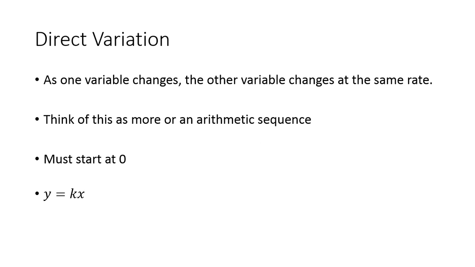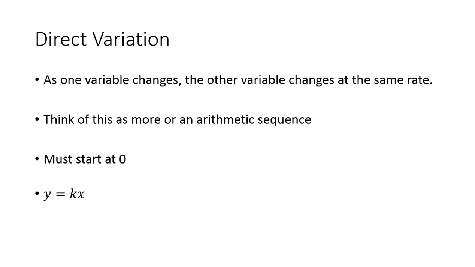Basically, as one variable changes, the other variable changes at the same rate. So if the x goes up by 1, the y goes up by 5. That would be a direct variation. Think of it more like an arithmetic sequence. There's a consistent pattern of adding the same number over and over again: adding 6 each time, adding 12 each time, subtracting 4 each time.